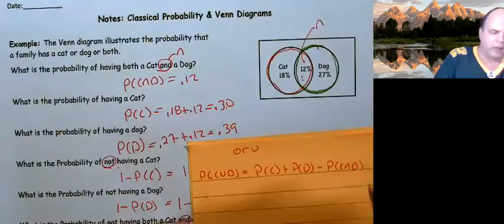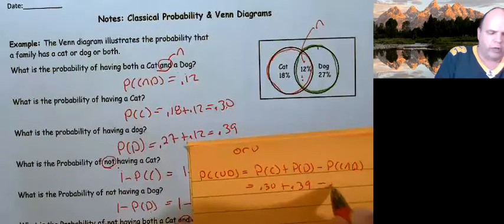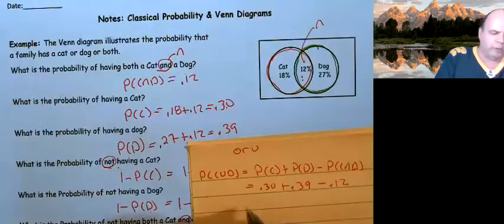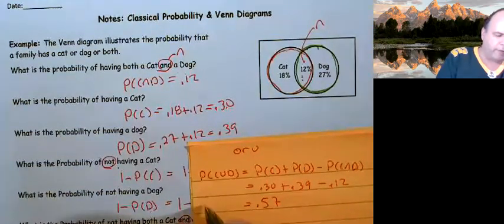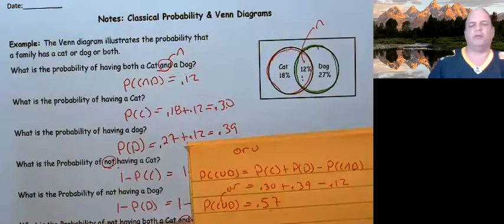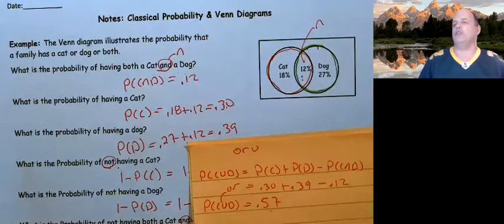All right. Well, the probability of a cat was 0.30. The probability of a dog is 0.39. And the intersection is 0.12. So when I add them up and subtract, I find out the probability of having a cat or dog equals 0.57. Please do not forget that is the symbol for or. And that tells me that I'm using the general addition rule. All right.